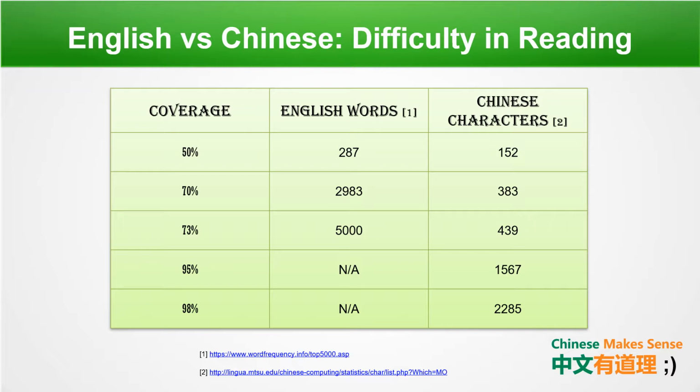For 98% coverage, you'll need to know 2,285 Chinese characters. We don't have any information for English, again, because our source only lets us use the top 5,000 common words. So if you feel generous by donating, we will need $60 to unlock more information.